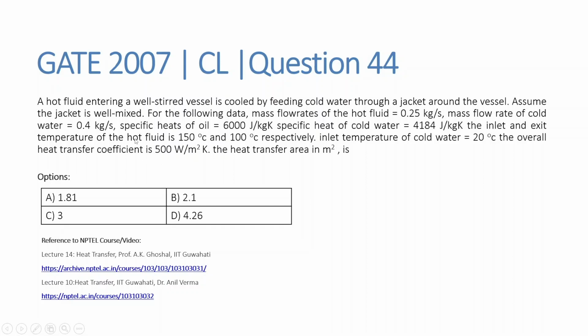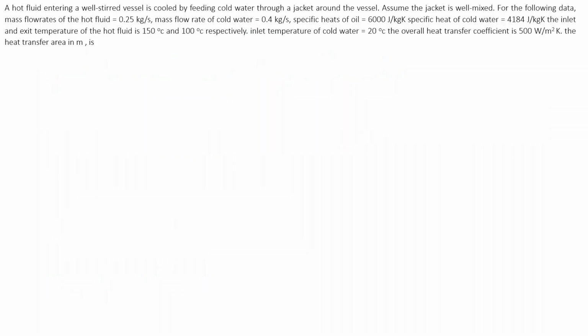The inlet and exit temperature of hot fluid is given as 150 degrees Celsius and 100 degrees Celsius respectively. Inlet temperature of cold water is 20 degrees Celsius. The overall heat transfer coefficient is given as 500 watt per meter square Kelvin. We have been asked to find the heat transfer area in meter square. So let's draw a schematic of the system. We have been given a well stirred vessel, and the hot fluid is entering, Th in.